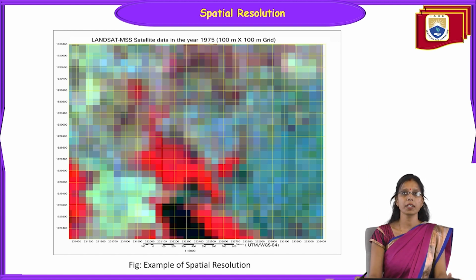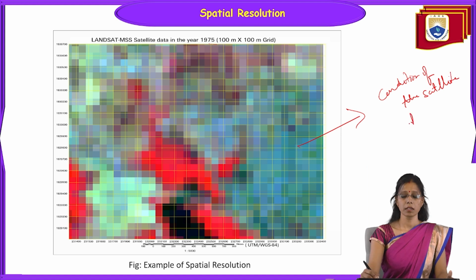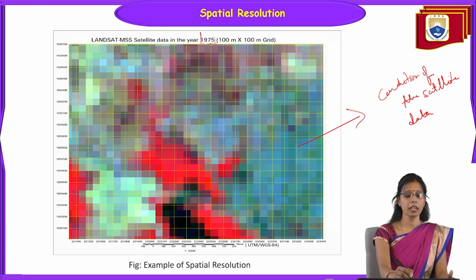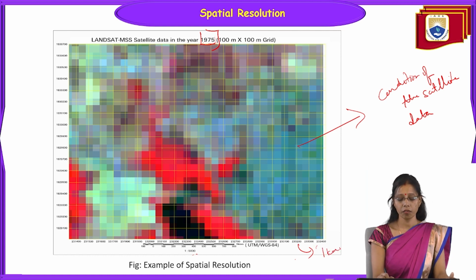Okay. Now see here, we have Landsat MSS satellite data, and this is the year 1975, with the resolution of 100 meter into 100 meter grid. So this was the condition of the satellite data. That means in the year 1975 we were able to get only very low resolution. So this can be the resolution of the scale. You can see here 1:50,000. So it might be having 1 kilometer of resolution.